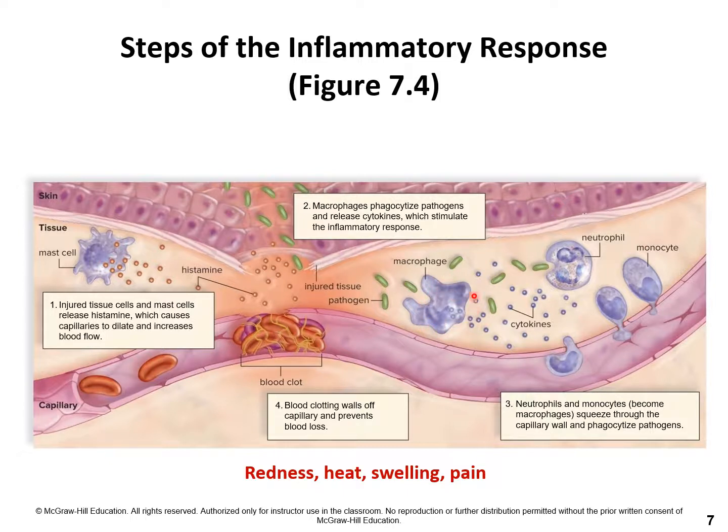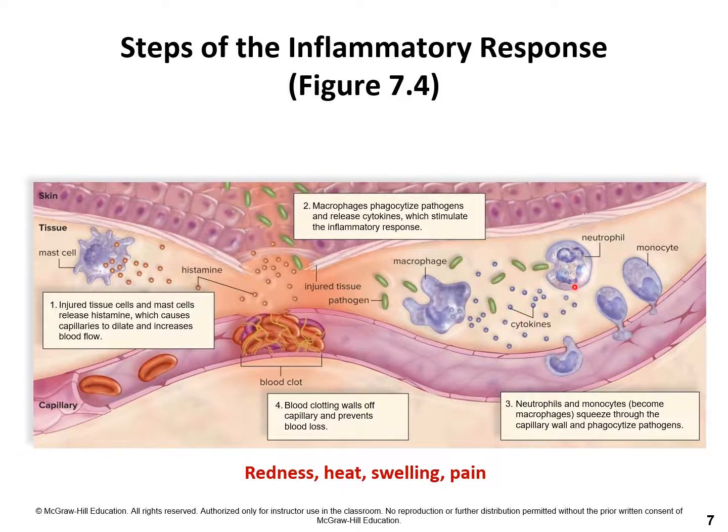And so you see here, this macrophage can engulf these pathogens that have found their way into the tissues through that injured site. And so these macrophages will help to clean up the mess here at the injured site by phagocytizing the bacteria, as well as certain neutrophils will also play a role in phagocytizing pathogens, as well as releasing cytokines.